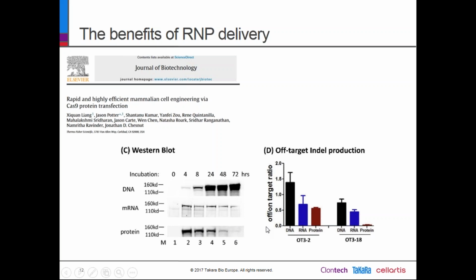They also quantified the off-target mutations using sequencing, and here you can see the ratio is the other way around. It's the off-on ratio, and the lowest ratio is observed when using protein delivery. So these papers show that RNP delivery can give you really highly specific gene editing and lower off-target effects compared to plasmid delivery.